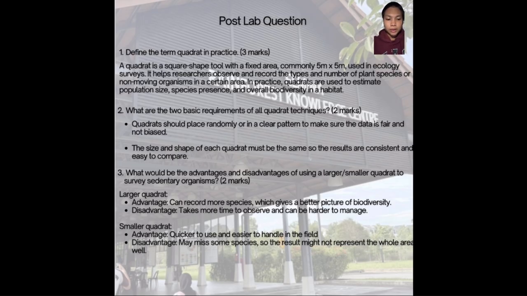After that is question number 3. What would be the advantage and disadvantage of using a larger or smaller quadrat to survey sedentary organisms? For a larger quadrat, the advantage is it can record more species, which gives a better picture of biodiversity. For the disadvantage, it takes more time to observe and can be harder to manage. For a smaller quadrat, the advantage is it is quicker to use and easier to handle in the field. For the disadvantage, it may miss some species, so the result might not represent the whole area well.